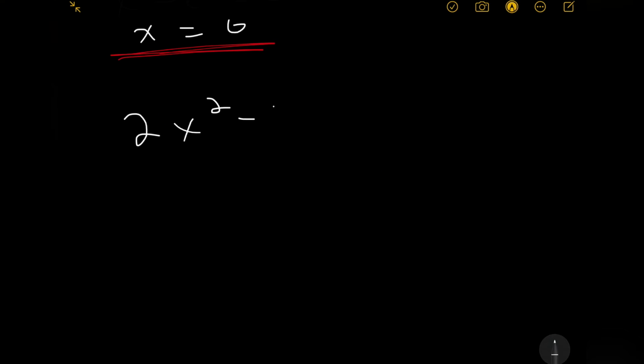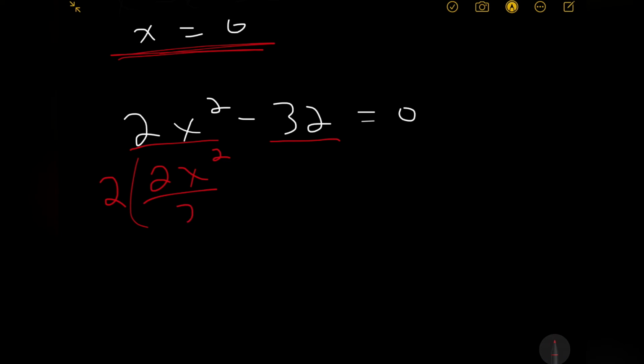Next example: 2x squared minus 32, that's equal to 0. The first thing we want to do again is to look in both terms for what's common. 32 is divisible by 2, so 2 is common in both, and that's the only thing that's common because there's no x here. So we're going to factor out a 2. So we'd have 2 here, which is our factor, times 2x squared over 2 minus 32 over 2, and we equate that to 0.